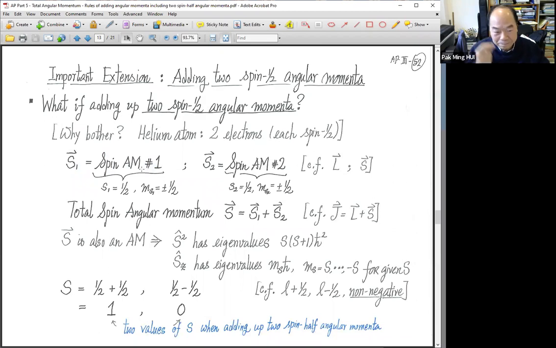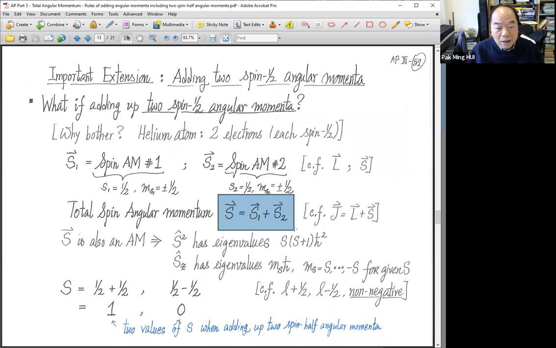It is number 1. Spin half means the quantum number S1 is always the boring half, and then the Z component has 2 possibilities. Similarly, I have a spin angular momentum number 2. The Z component can be up and down, plus minus half. Then I want to add them up, define a total spin angular momentum.